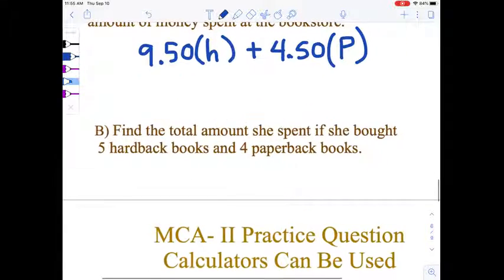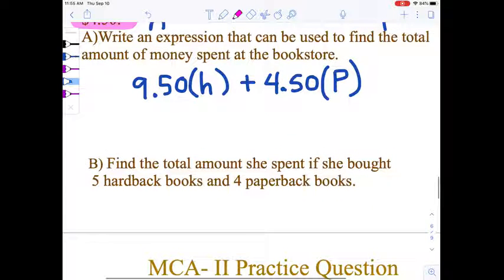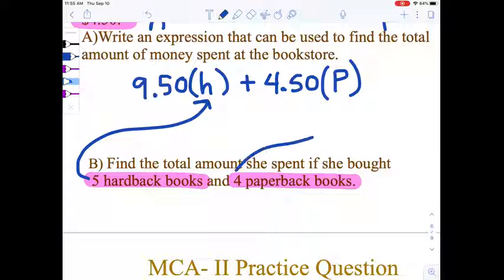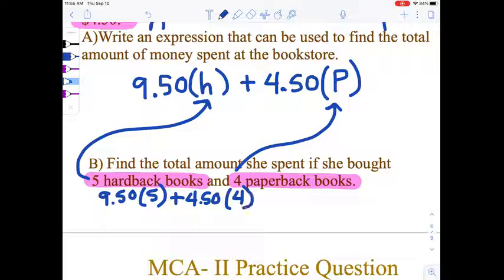So this will be the total of my hardcovers plus the total of my paperbacks to give me the total amount. So then letter B says find the total amount she spent if she bought 5 hardcover books and 4 paperback books. So now I'm just going to plug in 5 for H and I'm going to plug in 4 for P and solve. So we have $9.50 times 5 plus $4.50 times 4. I need to multiply these both together before I can add the total.